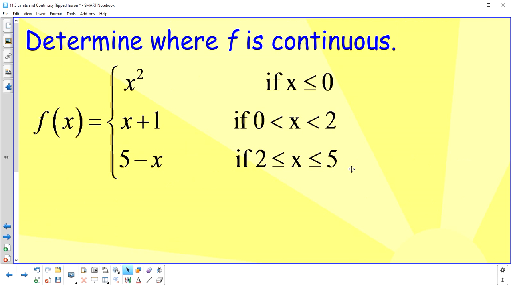Okay, next piece then is when we look at a piecewise function. So you see here we have three pieces, each piece existing on a different interval for x's. So x squared when x is less than 0, 2x plus 1 from 0 to 2, and when we're from 2 to 5, it's 5 minus x.